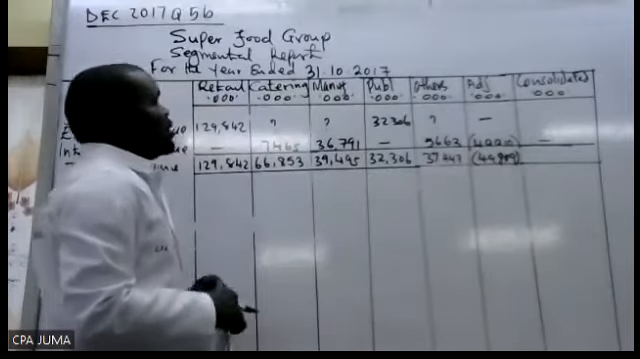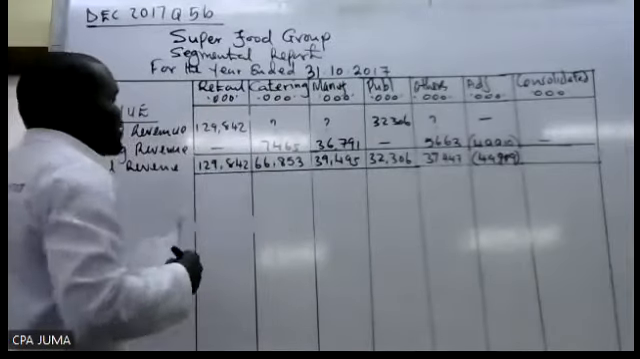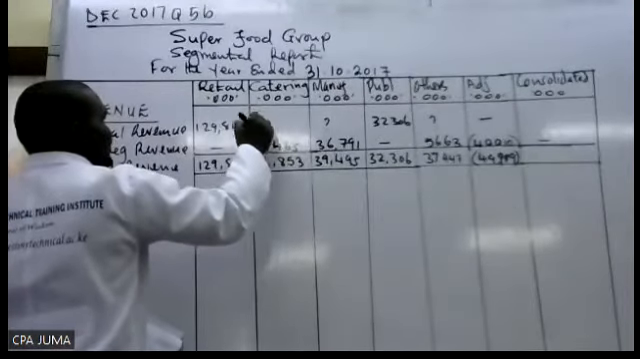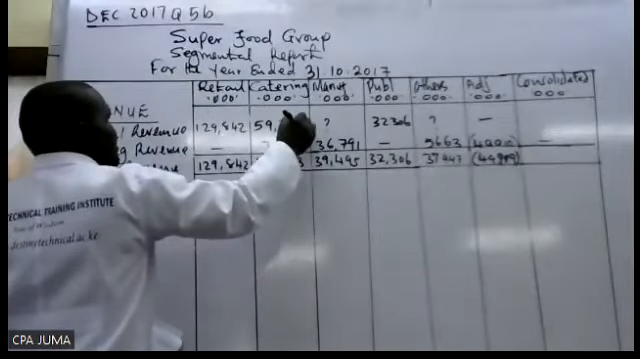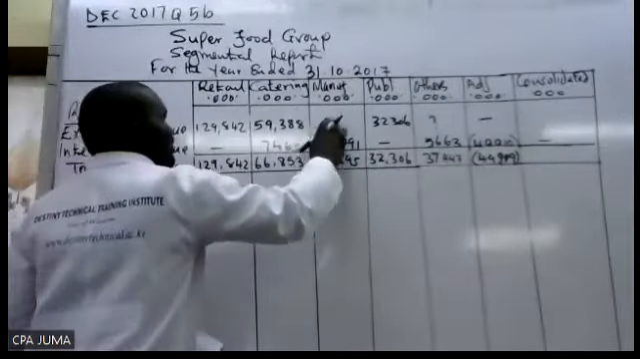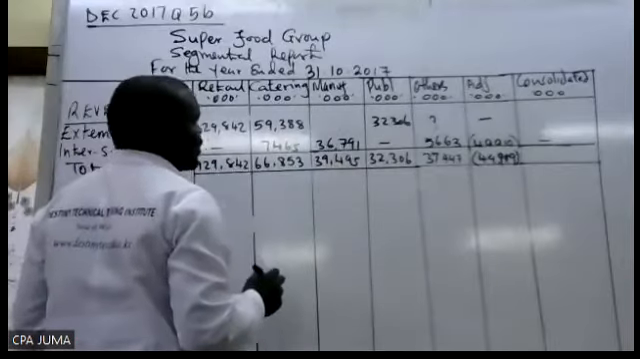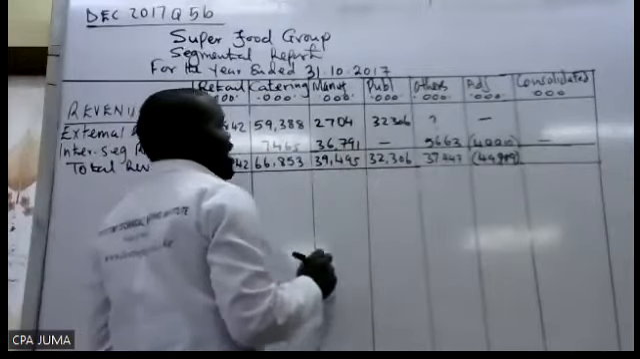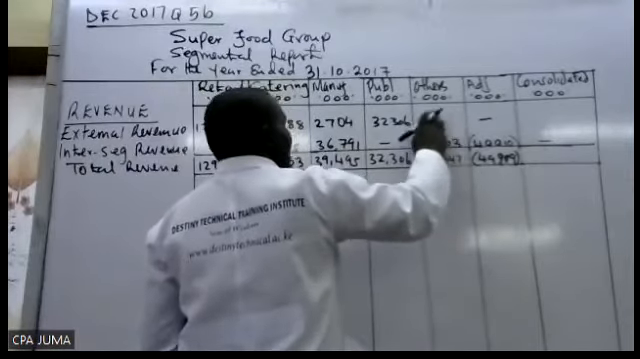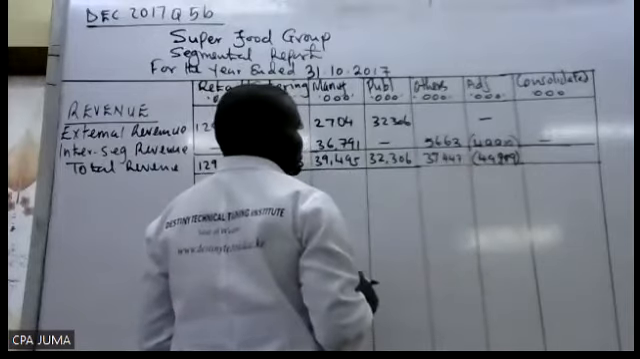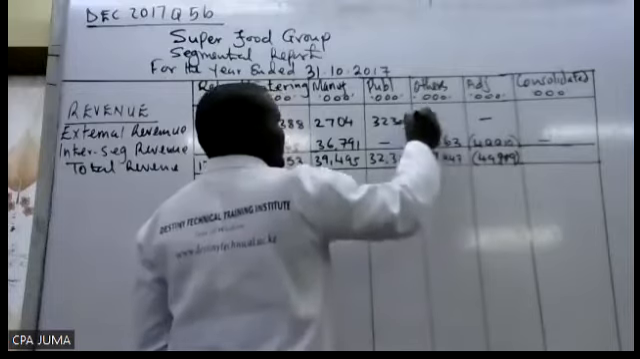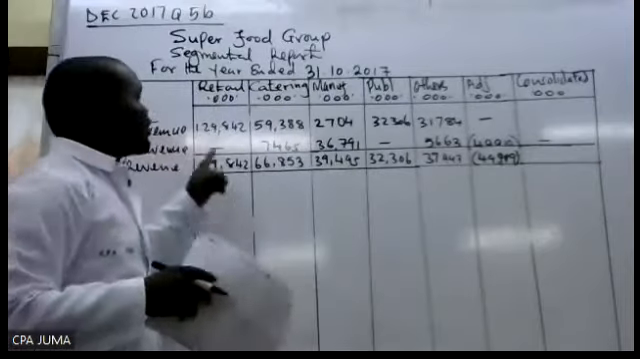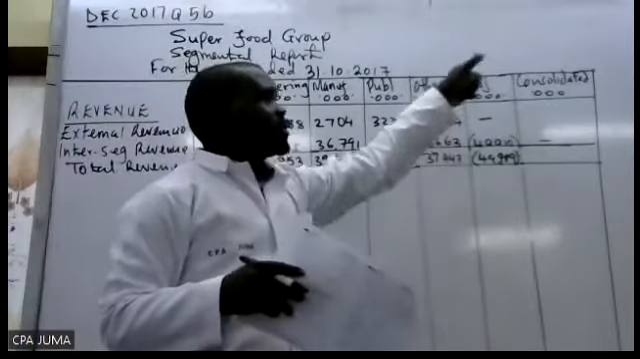Less. So the first one, this minus this, you get 59,388. The other one, 27,04. Then others, 31,784. Then add this plus this plus this plus this plus that. Check to the consolidated.